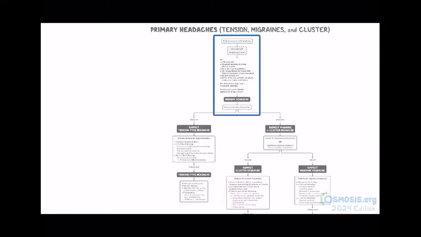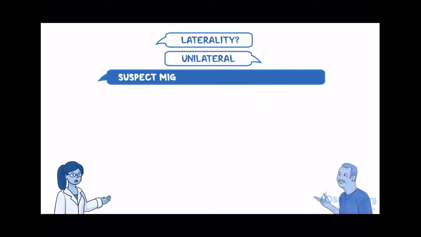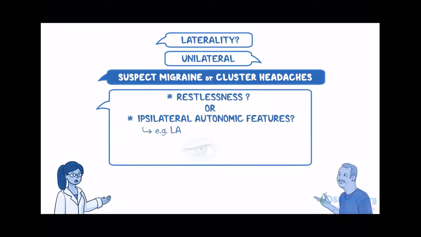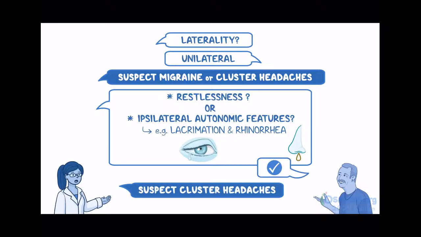All right, let's go back and focus on individuals who report unilateral headaches. In this case, you should suspect migraine or cluster headaches, so your next step is to assess whether the headache is associated with either restlessness or ipsilateral autonomic features, such as lacrimation or rhinorrhea. If either of those characteristics is present, suspect cluster headaches and assess the criteria to confirm the diagnosis.